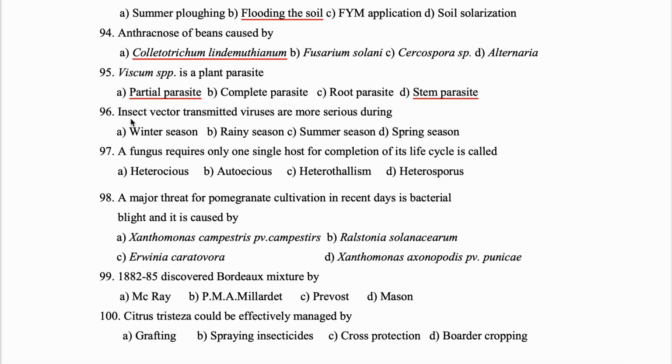Next, 96. Insect vector transmitted viruses are more serious during which season? It will be summer season. This is because warm temperature can accelerate vector reproduction. In this case, the vector is an insect, right? And it can increase their feeding activity, which can lead to more frequent and efficient virus transmission. So it is very serious during summer season.